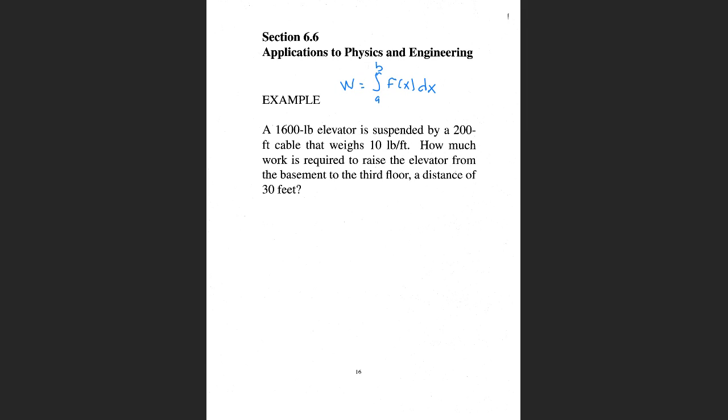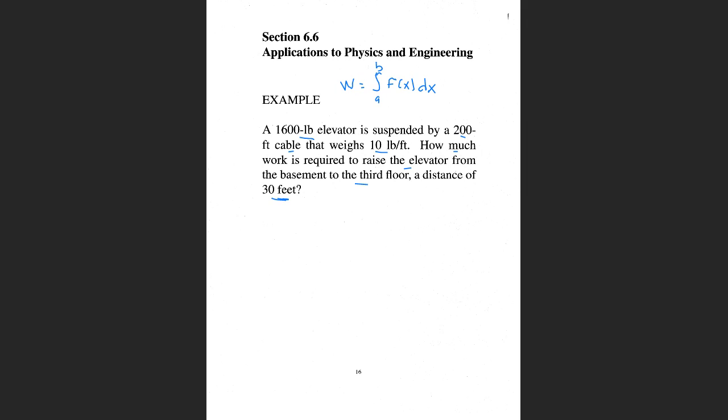Okay, so in this problem, we have a 1,600-pound elevator, and the 1,600-pound elevator is suspended by a 200-foot cable that weighs 10 pounds per foot. We want to know how much work is required to raise the elevator from the basement to the 3rd floor, which would be a distance of 30 feet.